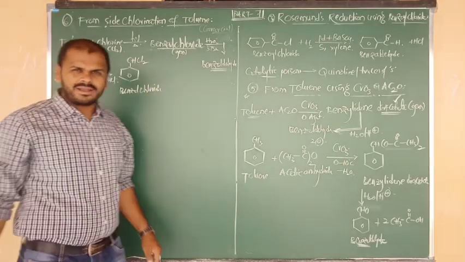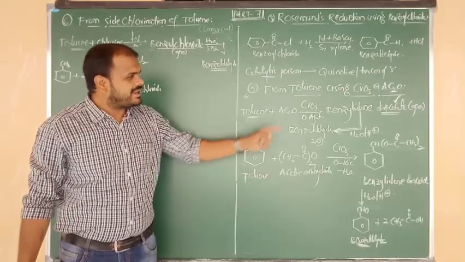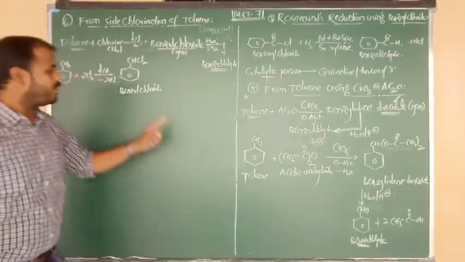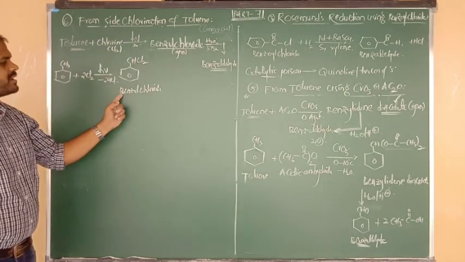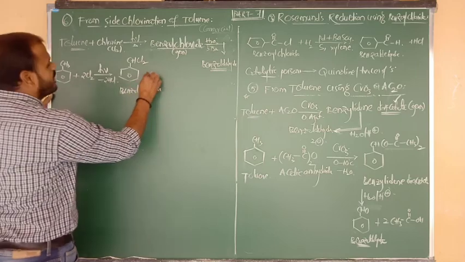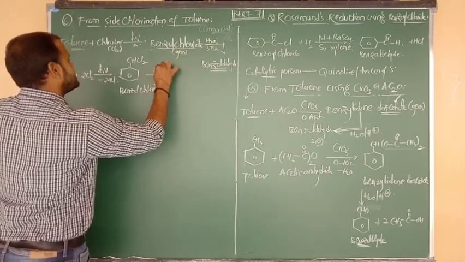What is the intermediate in the Etard reaction? Brown color chromium complex. What is the intermediate in toluene with CrO3? Benzylidene diacetate. What is the intermediate in side chain chlorination? Benzyl chloride. Focus on intermediate and structure. Enough for you now. Okay, followed by this, it simply undergoes hydrolysis.